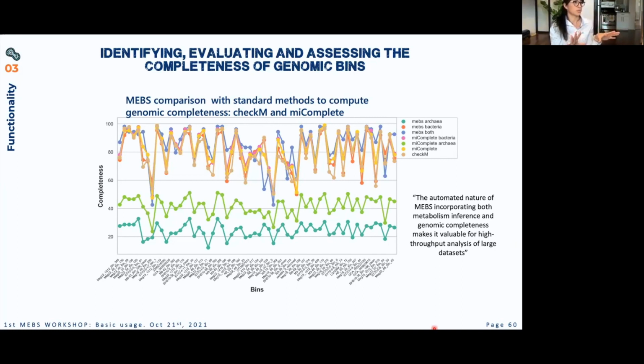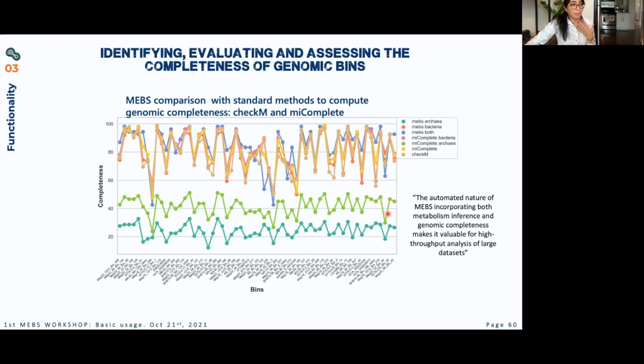those other two programs. And as you can see here, for each bin, we have all these different values. And as you can see in this graph, the values are very similar. So this means that with MEBS, you can get a similar result as you can get with CheckM or with MyComplete. Here, for example, are the values of completeness for archaea.